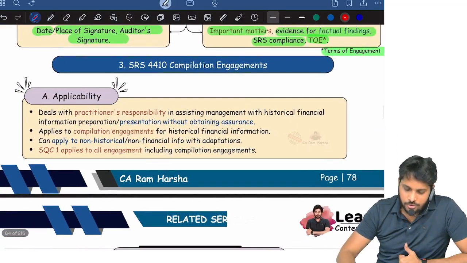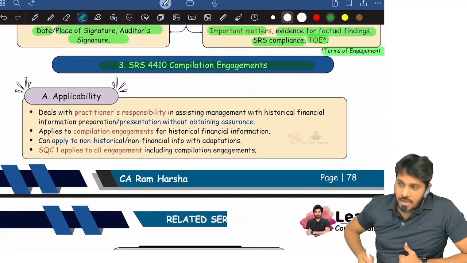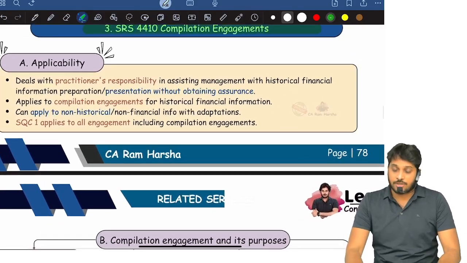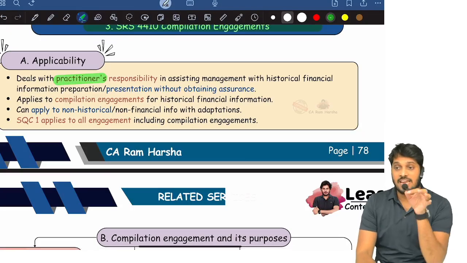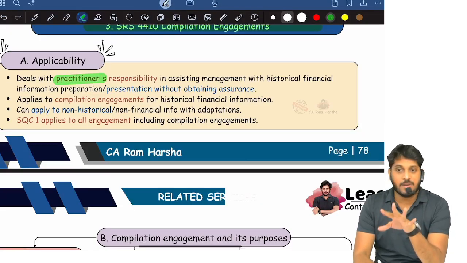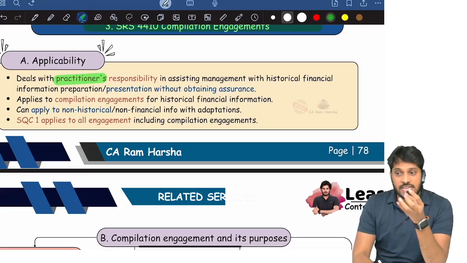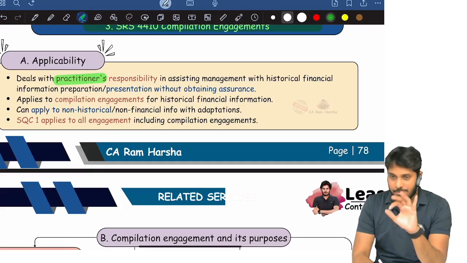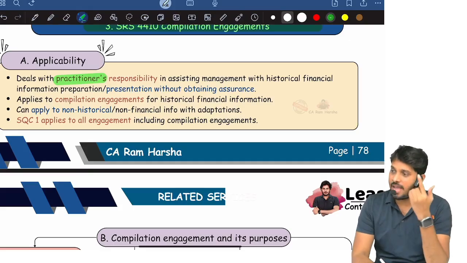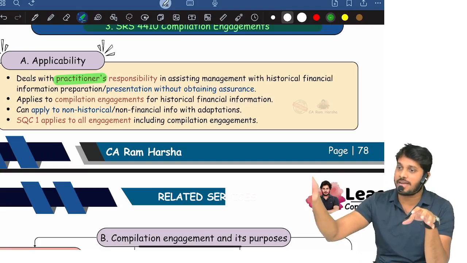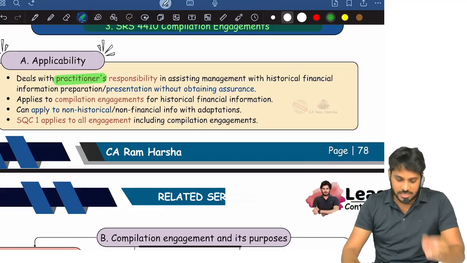Next, 4410 compilation engagement. In a compilation engagement, the practitioner will assist management in preparing and presenting financial statements. The practitioner has accounting and financial reporting expertise. He will use that expertise and help the management to prepare financial statements.